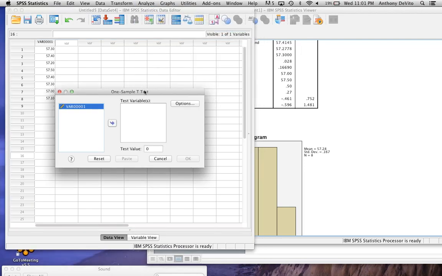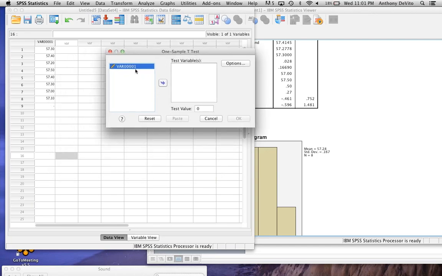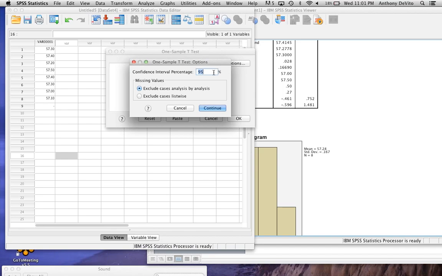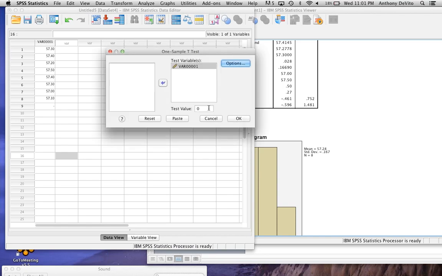I'm going to click on that, and it asks me for the test variable. It's only one variable, so we know we're going to be using that one. We can click into Options. Again, the 95% confidence interval is the only thing we need to choose there. And it has another box here where I can put the test value. The test value here is the mean that we're comparing our data to. In this case, it's going to be 57 point, what was it, 6, I think? I'm going to call it 57.6. My recollection is that's probably what it was.